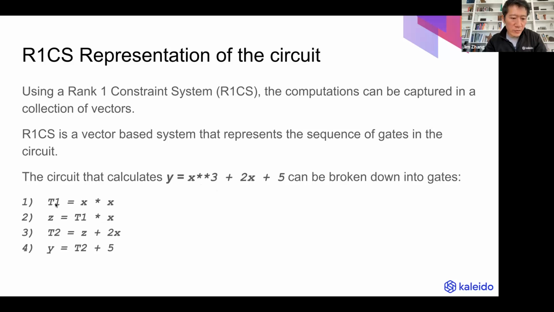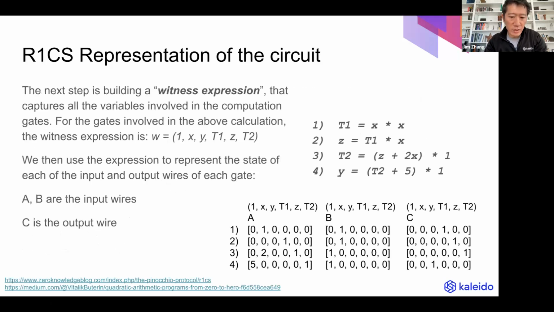The output of the first step, we call it T1. The output of the second step, we call it Z. And then the next step is 2 times X plus Z, and we assign it to T2. Finally, T2 plus 5, we assign it to the final variable Y. So this expression can now be represented in these 4 steps or 4 gates. We're not talking about the R1CS system yet, just using this example so now we have our circuit and our gates.